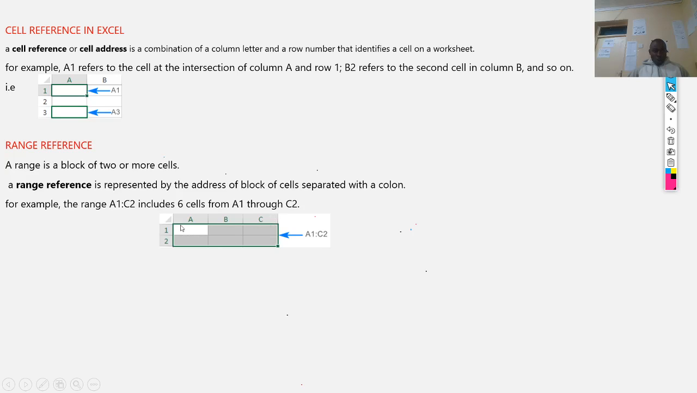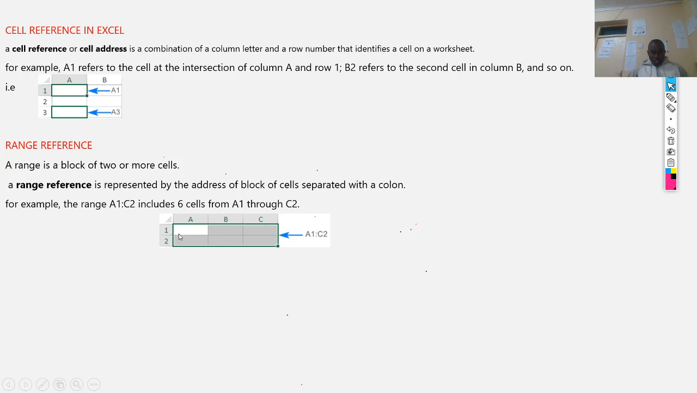So it is the top left to the bottom right of the range. This is the bottom right of this range, and this is the top left of the range. So that is how it is referred, from the top left of the range to the bottom right of the range. This is the bottom left of the range, and this is the top right of the range. So the range is A1 to C2.